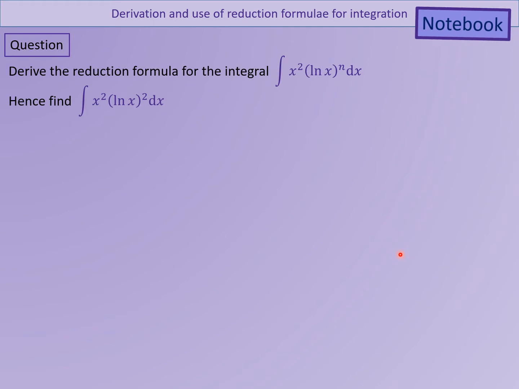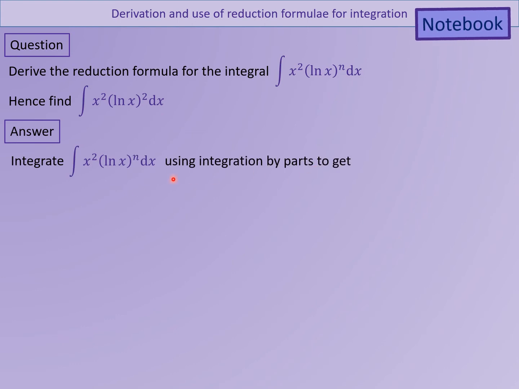Okay, so we're looking at integrating x squared (ln x) to the power n. So I want to integrate that, and I want to do it because I want to get a reduction formula that will make this integral a little bit easier to work out. Okay, right, so let's try that then. The first thing I need to do is use integration by parts to see if I can figure out what the reduction formula for this is.